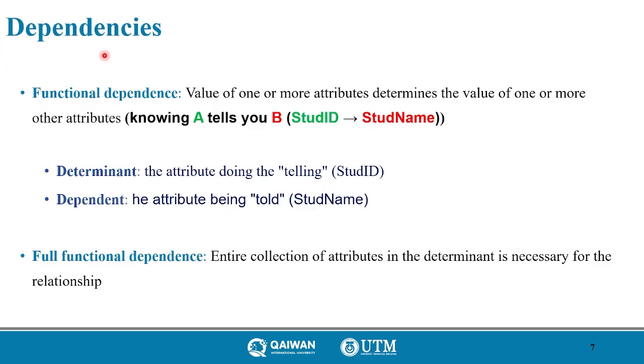And we have another word, dependency. Now we have a functional dependency, which means that knowing A tells you B. For example, if I know the student ID, it means that I know the student name too. We have the determinant and we have the dependent. Now, the determinant would be the student ID, and the dependent would be the student name because it depends on the student ID for its name to be revealed. Full functional dependency: the entire collection of attributes in the determinant is necessary for the relationship.